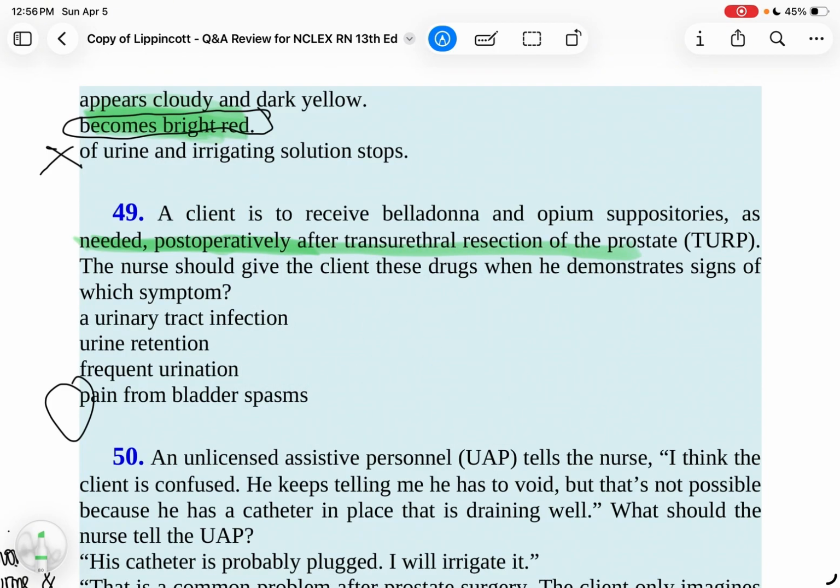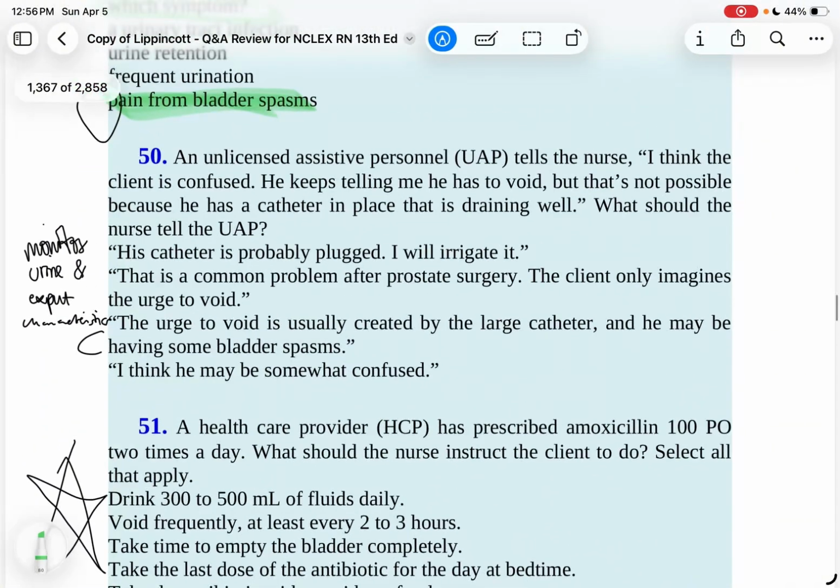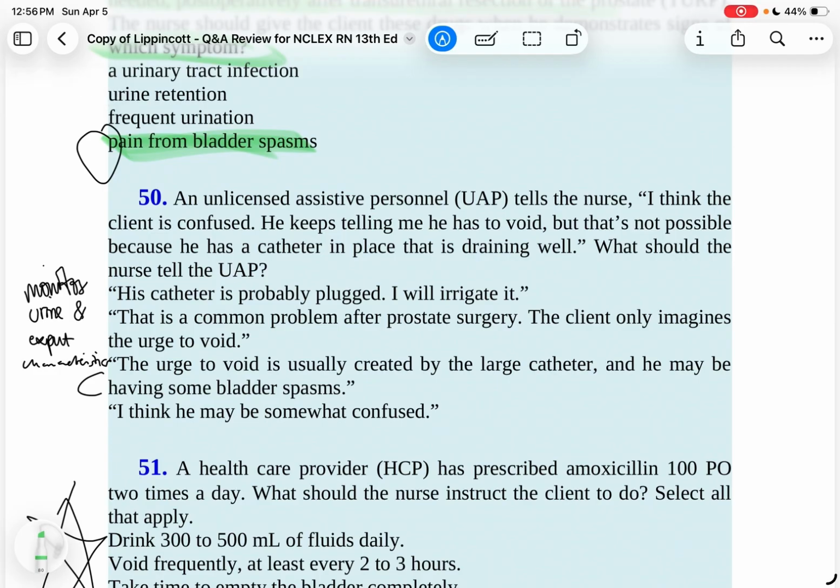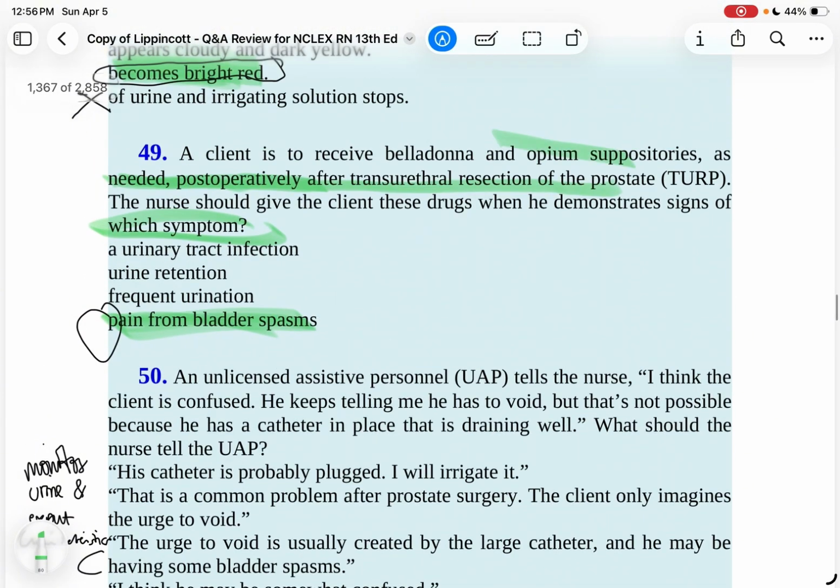The nurse should give the client these drugs when he demonstrates signs and symptoms of which? Pain from bladder spasm. Belladonna and opium suppositories are for bladder spasms and pain.